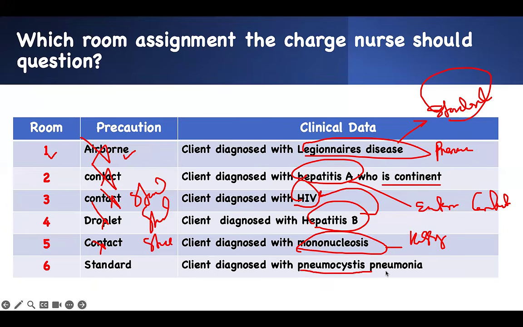Client diagnosed with pneumocystis pneumonia. I know it's bad, right? Yes, this is pneumonia you get in immunocompromised patients, patients who have AIDS, patients who are on chemotherapy. If you're not immunocompromised, you're not going to get it. It's a fungal infection. Therefore, this also is a standard precaution, so we don't need to question. You see what I'm trying to emphasize? All of them are standard precaution.